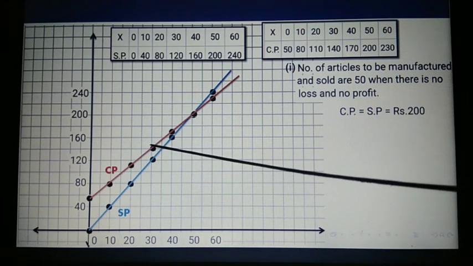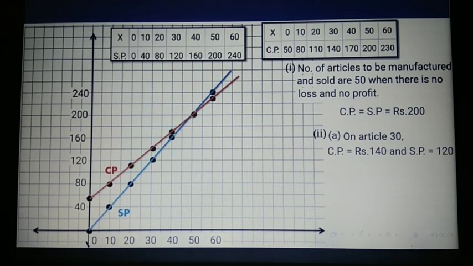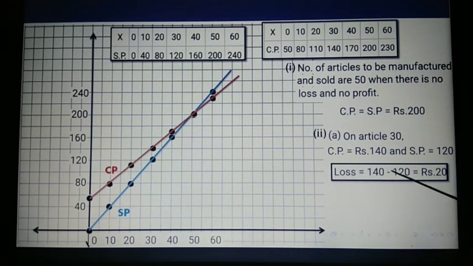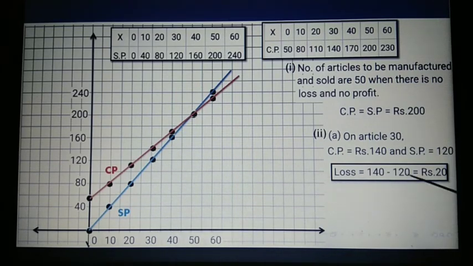So basically, cost price is more than selling price here, right? So that's why there is going to be loss, and loss is going to be cost price minus selling price. Cost price was 140, this height is 140, and selling price is this much from here to here, that is 120. So cost price minus selling price is 20. Okay, so we are done with the first one.